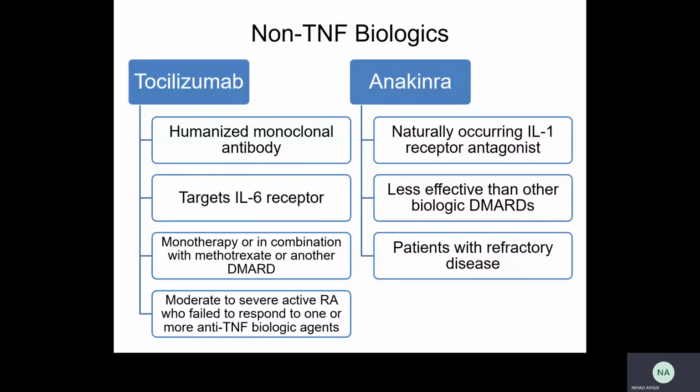Anakinra is a receptor antagonist. It blocks the interleukin-1 receptor. It's not an antibody, it's an antagonist. It doesn't have a better outcome or efficacy profile, but it's an option especially for refractory cases or in case of failure of other biologics for an RA patient. So anakinra usually comes as one of the last options available, like the non-biologic DMARDs that we said are last resort.